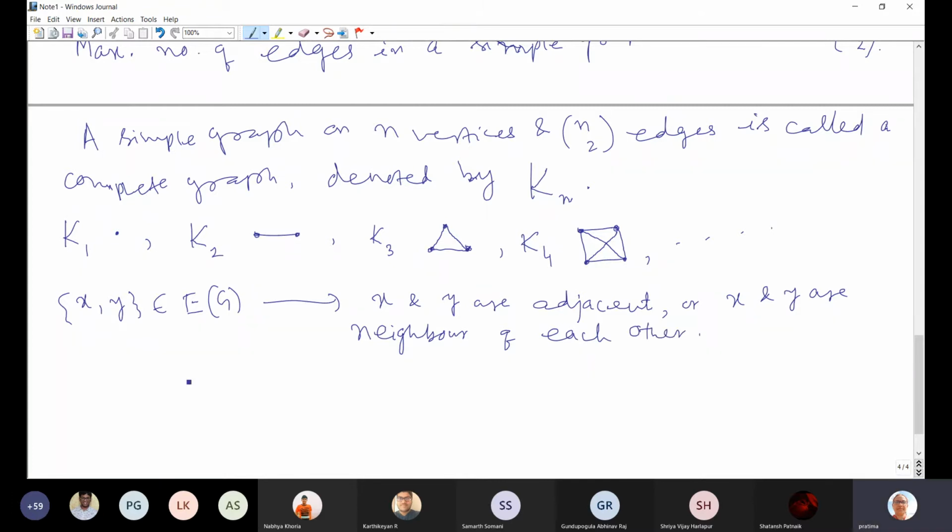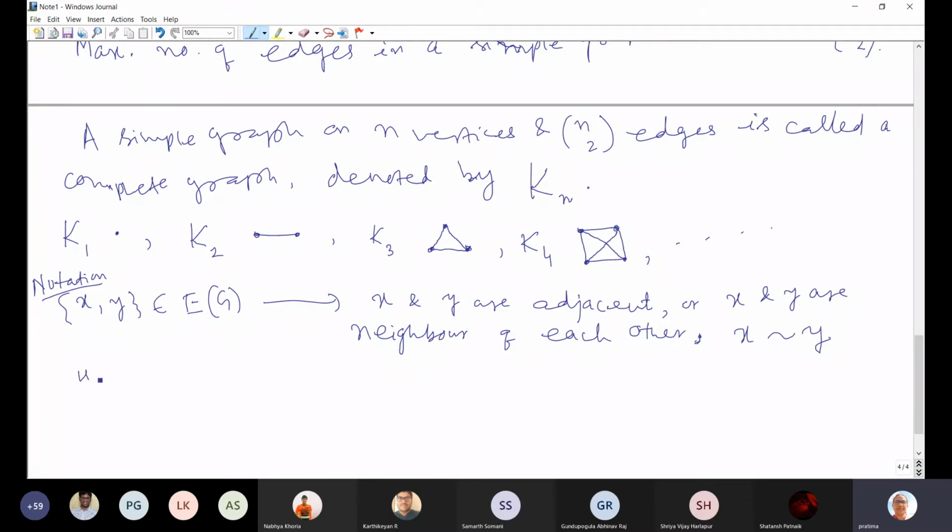Sometimes we will use this notation also, that x is adjacent to y, written x tilde y. This notation we also use for adjacency. You can think of this as a notation that we follow. And if some pair is not an edge, then we say they are not adjacent, non-neighbors. This type of terminology we will be using.